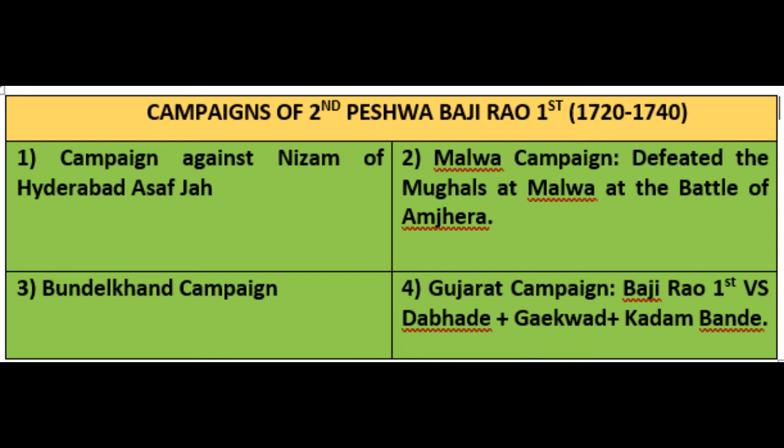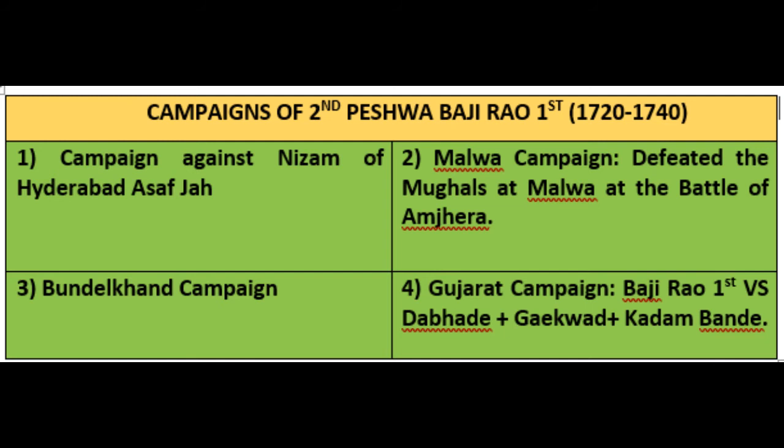Before the death of Chhatrasal, he gave 1/3 of his territories to the Maratha Empire due to the matrimonial link between the two kingdoms. Gujarat campaign. Bajirao I got the Mughals to recognize his right to collect Chauth and Sardeshmukhi. This started a clash between Dabhade, Shahu's Senapati, and Bajirao I. Dabhade was supported by the Gaikwad Maratha Sardar and Kadam Bande. Bajirao defeated Dabhade, Gaikwad and Kadam Bande.